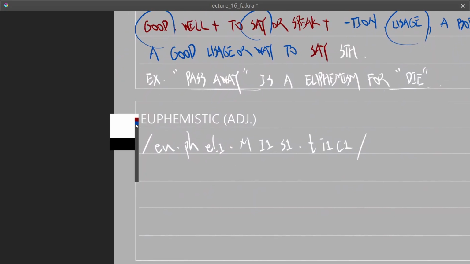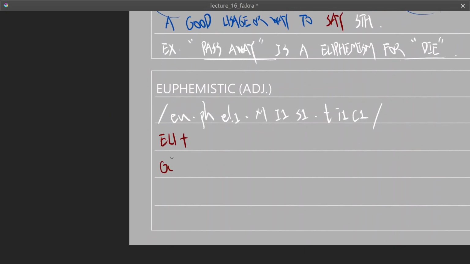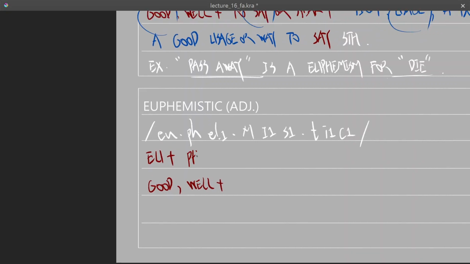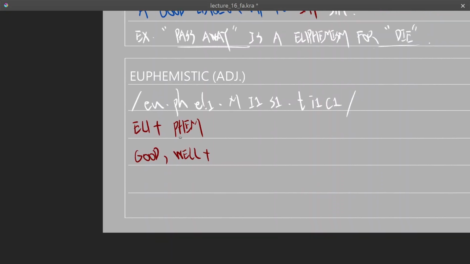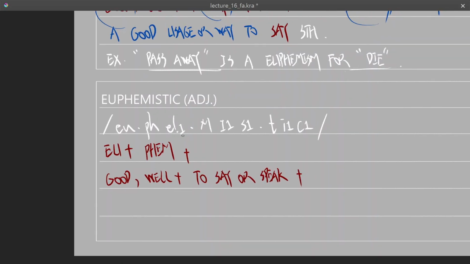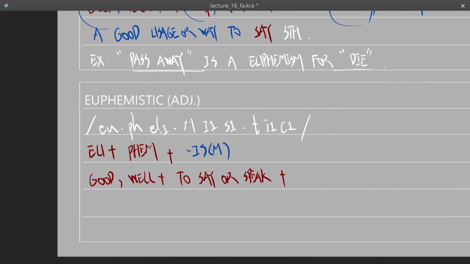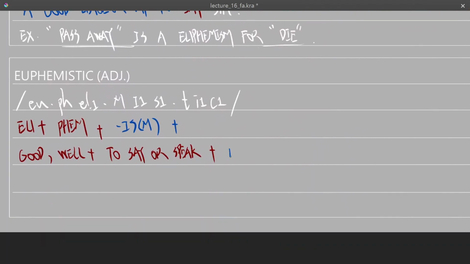Again, we have the root U, meaning good or well. And we have another root, fam, variant of fa, meaning to say or speak. And we have ism, the noun suffix ism. In this case, it means usage.